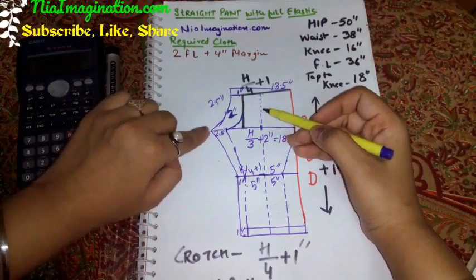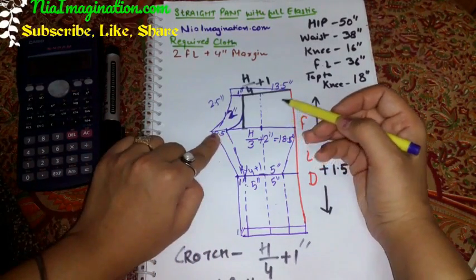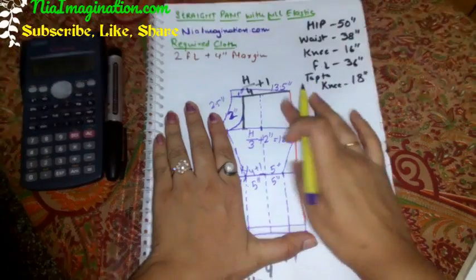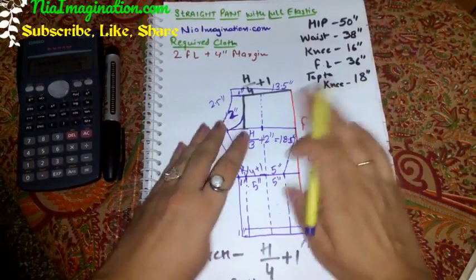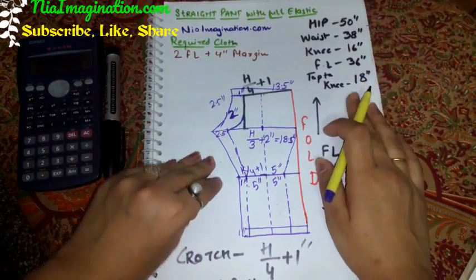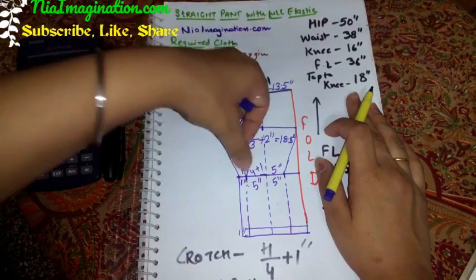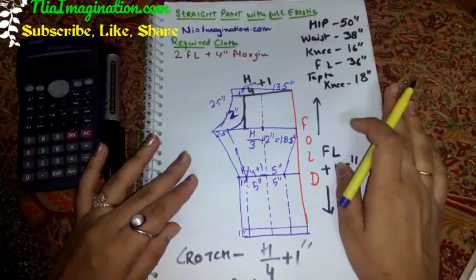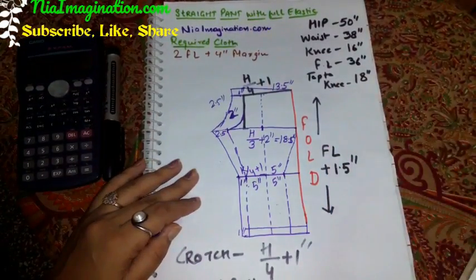After that, with these measurements, you are not required to keep any extra margin for cutting or seam allowance. All margins are included in this draft. Okay, so this is the whole measurement, and there is no need to keep any extra margin after this. So let's see on the cloth.